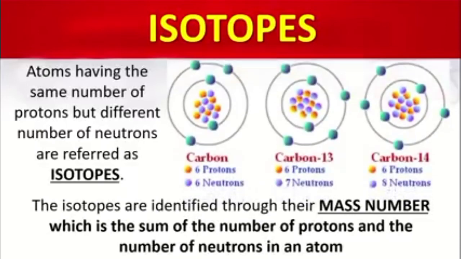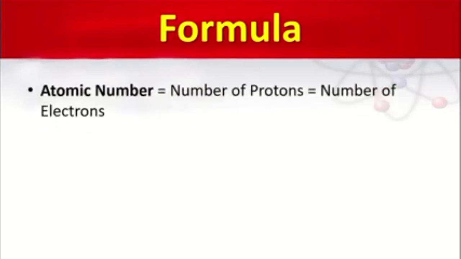Example we have here is carbon. Its atomic number is 6, hence it has 6 protons. Its isotopes are carbon-12, which has 6 neutrons, carbon-13, which has 7 neutrons, and carbon-14, which has 8 neutrons. The atomic number is simply the number of protons, which is equal to the number of electrons, making the atom neutral.